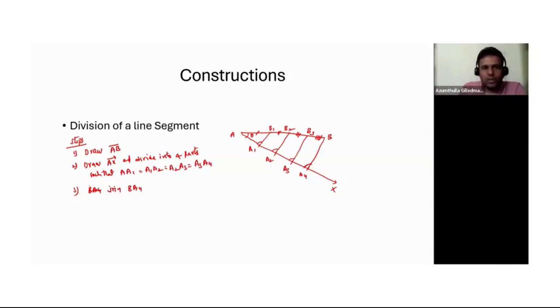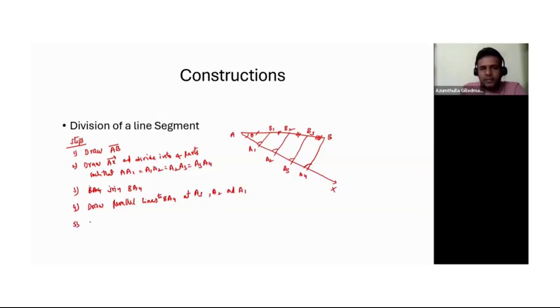Okay, so draw line segment AB, right? And then draw AX and divide into 4 equal parts, right? 4 parts with AA1 equal to that. And then join BA4. Now, draw parallel lines to BA4 at A3, A2 and A1.